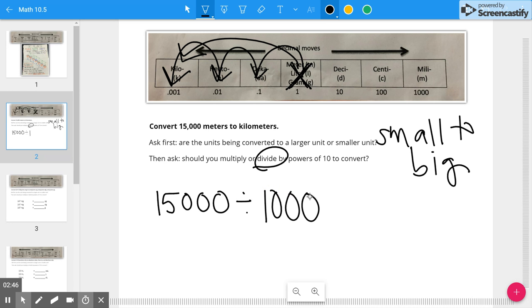1, 2, 3. So when I divide this, these 3 zeros are telling me to move my decimal point to the left 3 times. In a whole number, your decimal point is always at the very end. It's invisible if it's not there. And I'm going to move it to the left because I moved to the left here 3 times. So once, twice, 3 times. So my answer is going to be 15 km. Let's look at another problem.